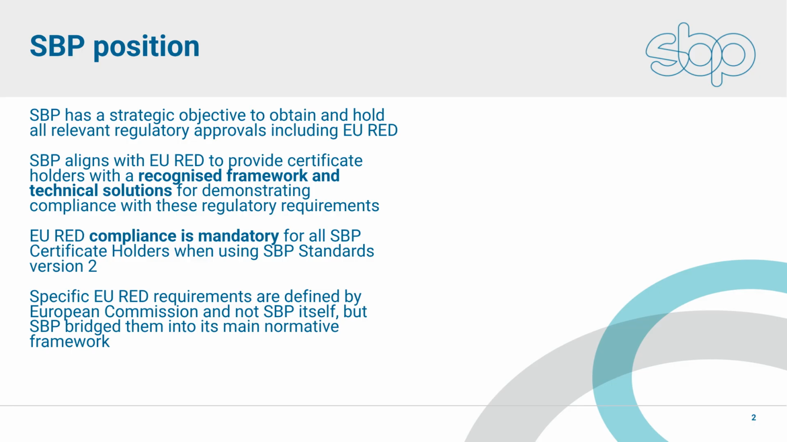Previously, during the transition period to version 2, EU RED could be added voluntarily to the scope. Now, with only version 2 valid, EU RED is mandatory for all SBP certificates. And finally, an important reminder. The specific EU RED requirements are defined by the European Commission, not by SBP. SBP's role is to bridge those requirements into its own normative framework.